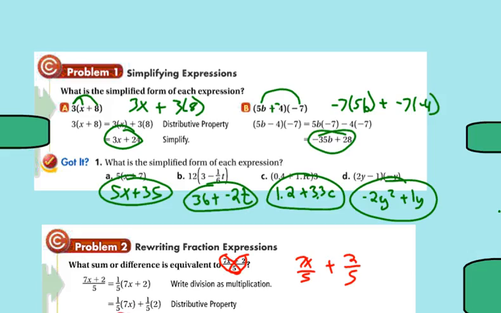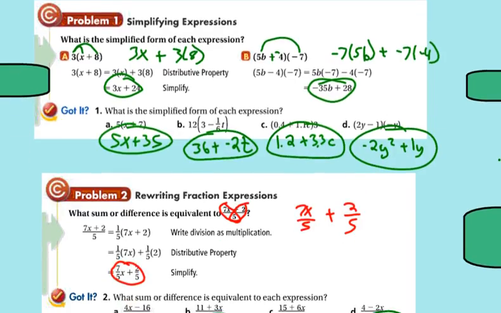Alrighty, so if you're looking at the first part, here's your answers. A would be 5x plus 35. B would be 36 plus negative 2x. We're distributing everything here. C is 1.2 plus 3.3c. And then D would be negative 2y squared plus the 1y. Make sure when you have minus and negative, you cancel those out to become a plus.